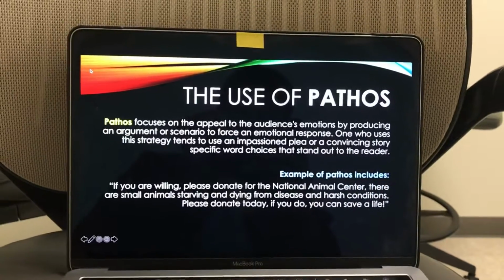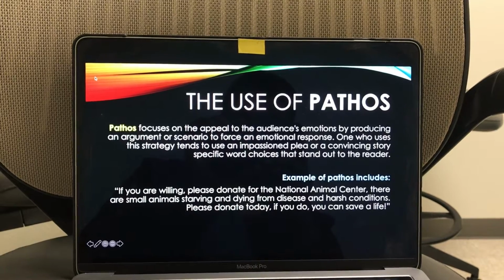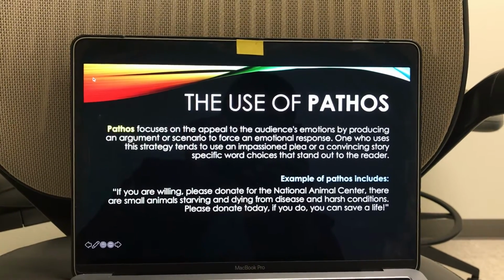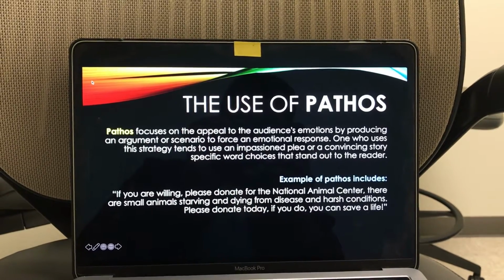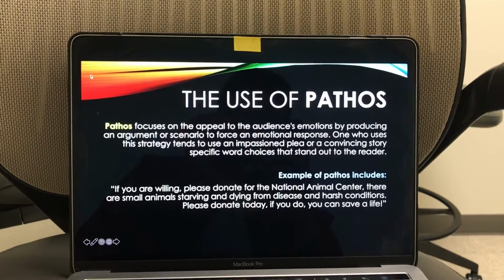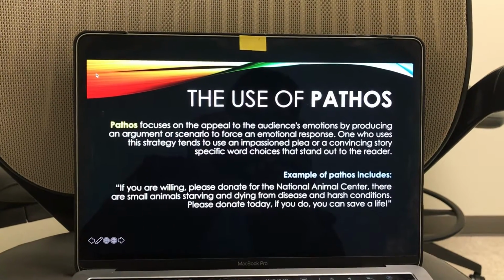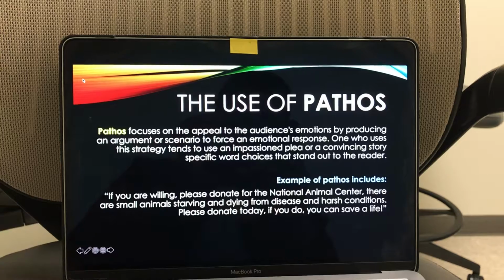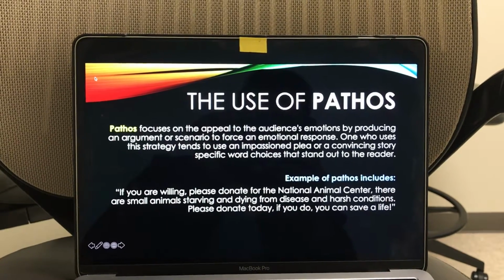The use of pathos. Pathos focuses on the appeal of the audience's emotions by producing an argument or scenario to force an emotional response. One who uses this tactic tends to use an impassioned plea or a convincing story, and specific word choices that stand out to the reader.